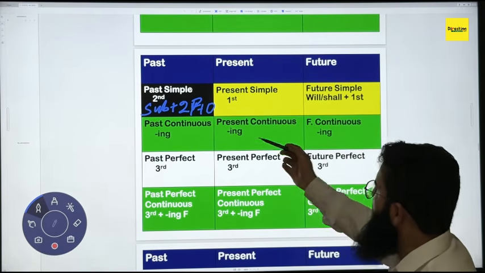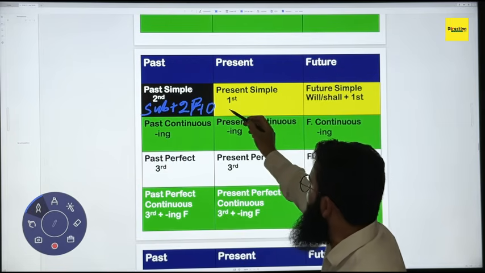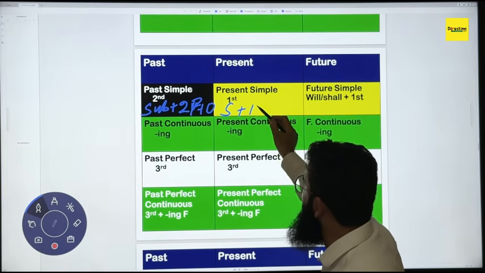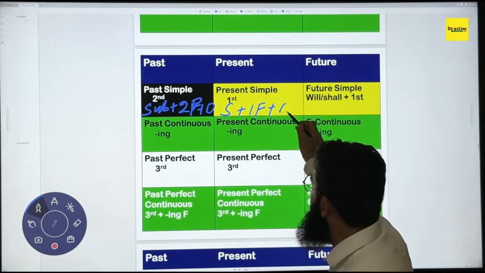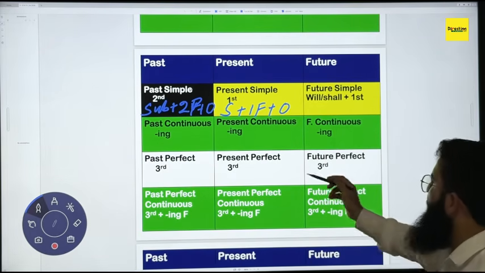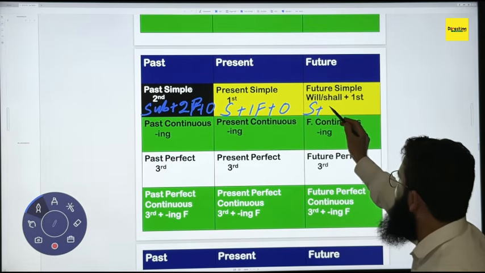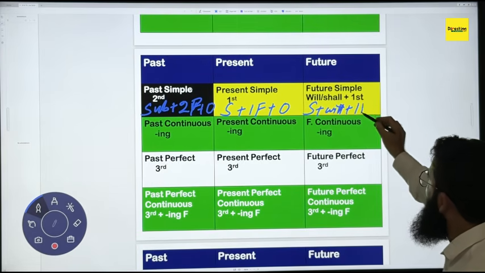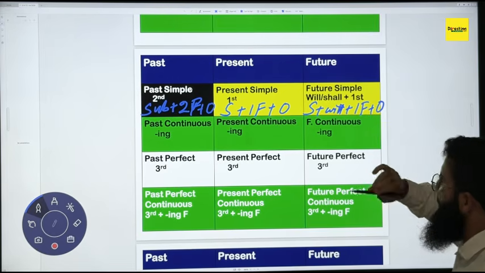Simply, if I ask you what is the structure of present simple: subject plus first form plus object. What is the structure of future simple? You have to add will also. Subject plus will plus first form plus object.